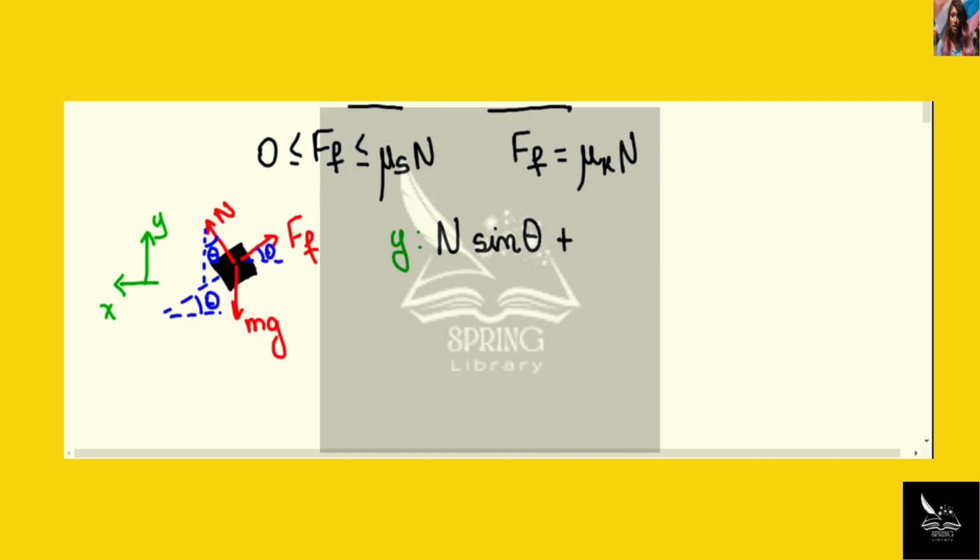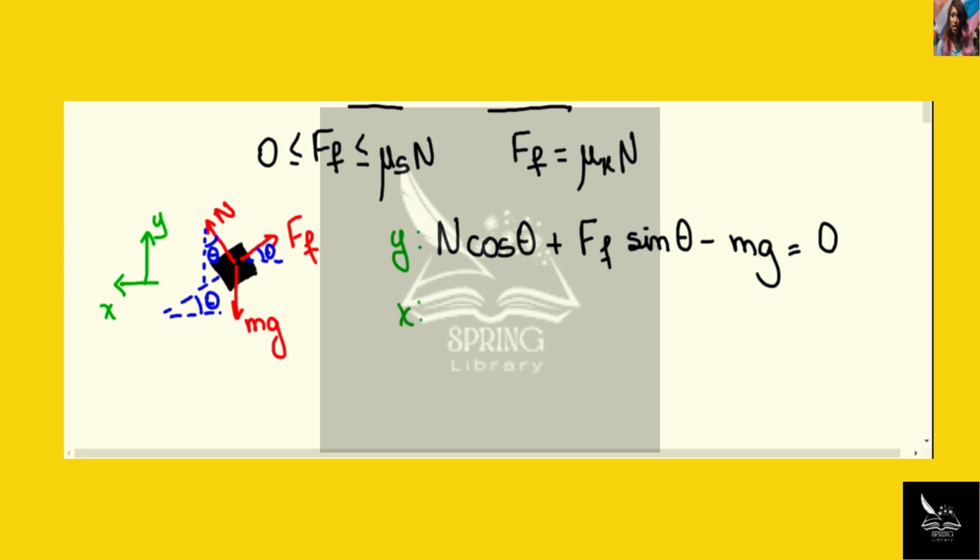Actually, I'm sorry. The y component of that n is actually n times cosine of theta. I'm sorry for that. And the y component of the friction force is Ff times the sine of theta. Sorry for the confusion. And then we have minus mg, and this is equal to 0.